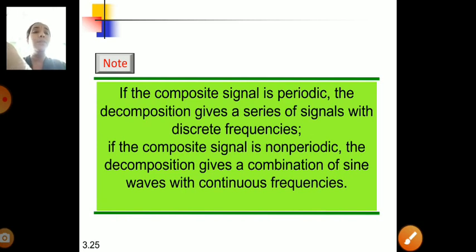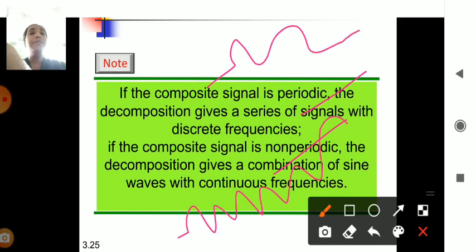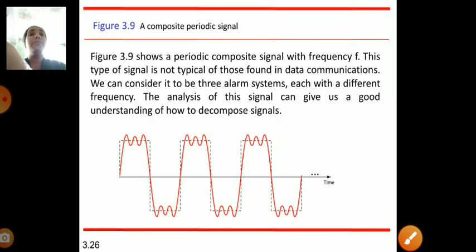Composite signals are of two types: one is periodic, another is non-periodic. Periodic is when the waveforms are in the same period. When they are not in the same period, when they are generated in different periods, those are the non-periodic signals.